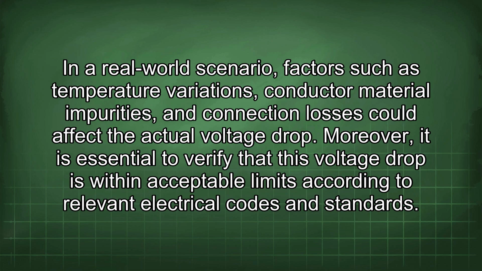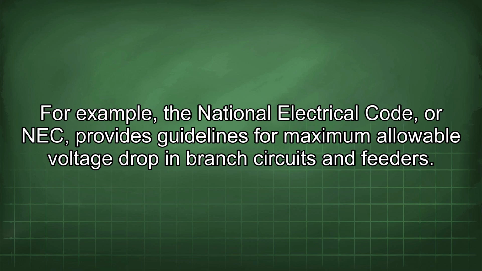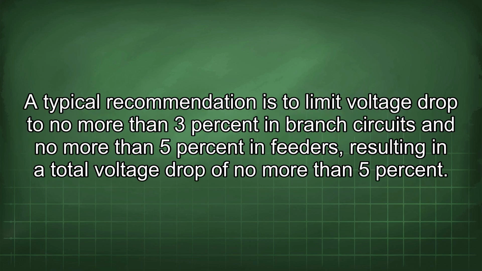and standards. For example, the National Electrical Code, or NEC, provides guidelines for maximum allowable voltage drop in branch circuits and feeders. A typical recommendation is to limit voltage drop to no more than 3% in branch circuits and no more than 5% in feeders, resulting in a total voltage drop of no more than 5%.